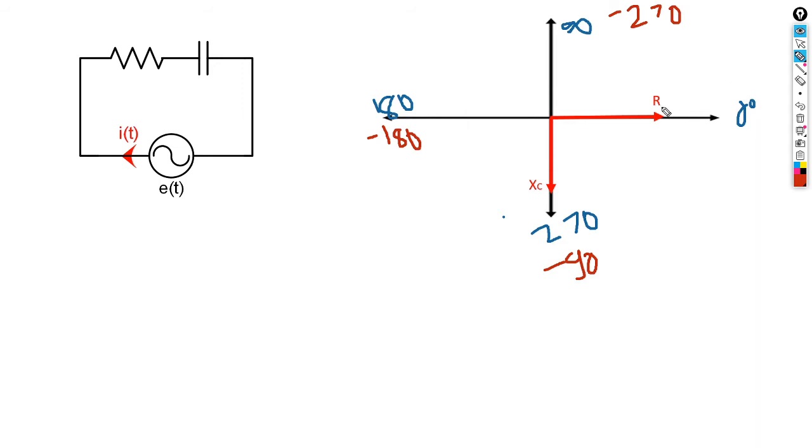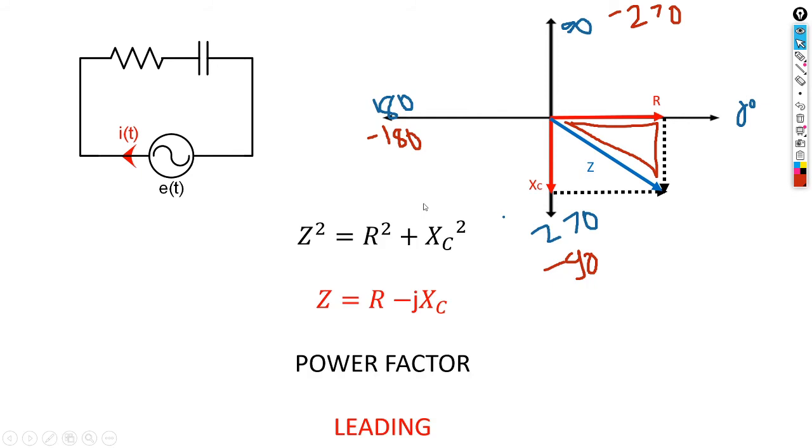So with a pure resistance at 0 and a pure capacitor at minus 90, remember we are doing the combination of the two, so we have to add the two vectors. When you add the two vectors, you're going to have this impedance. This vector is going to be the impedance. The impedance is just a combination of the two components. So you choose any triangle, and once you choose any triangle, you apply your Pythagoras.